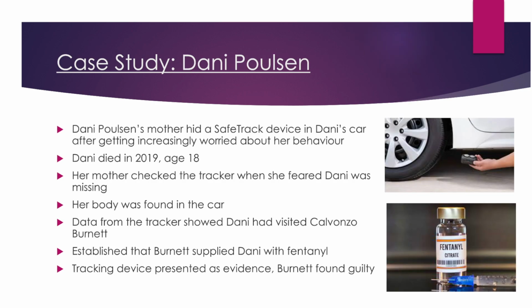Another example of GPS being used to solve a murder was the murder of 18-year-old Danny Paulson. Wendy Paulson, Danny's adoptive mother, became increasingly worried about her daughter when she started hanging out with the wrong crowd, using drugs, dropping out of high school, and driving under the influence. This led to Wendy trying to install location apps like Life 360 on her daughter's phone, but Danny kept deleting them. So Wendy hid a safe track device in the trunk of Danny's car. This would monitor her location and driving speed.